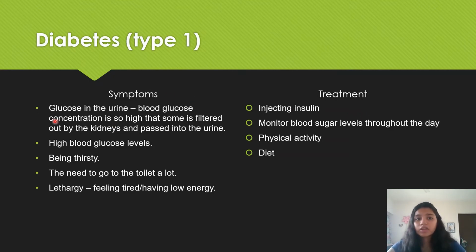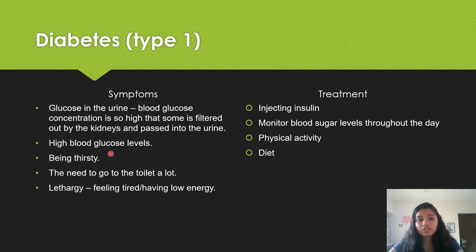Okay, so symptoms. So firstly, you'll have glucose in the urine. So the blood glucose concentration is so high that some of it is filtered out by the kidneys and passes through the urine. So as I taught you in the excretory system, usually glucose is absorbed back into the blood by active transport or diffusion. But because the glucose is so high in the blood, some of the glucose has to be excreted.